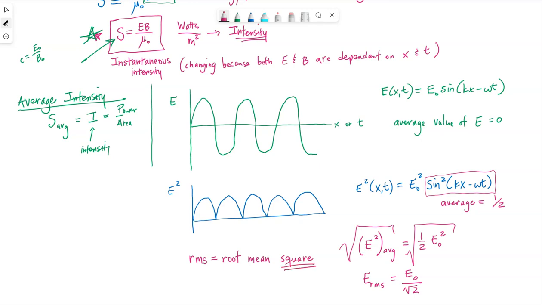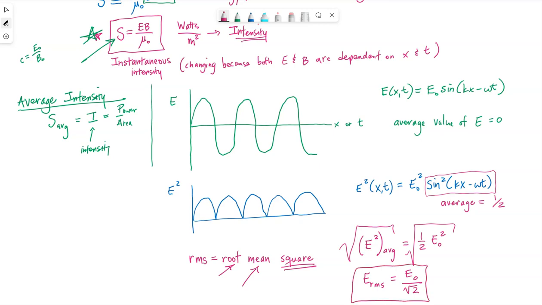We squared the electric field. Then we took the mean or average value. That's where we got the 1/2. And then we took the square root. This gives me the average value of the E squared function.